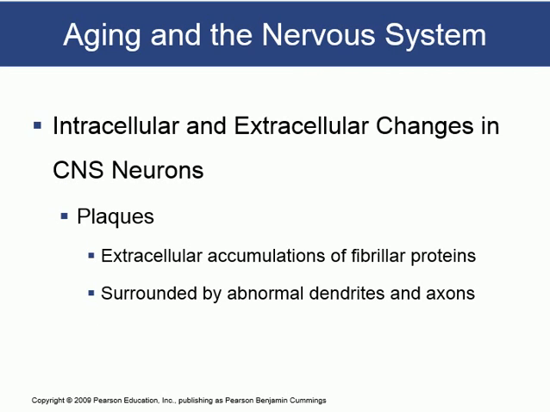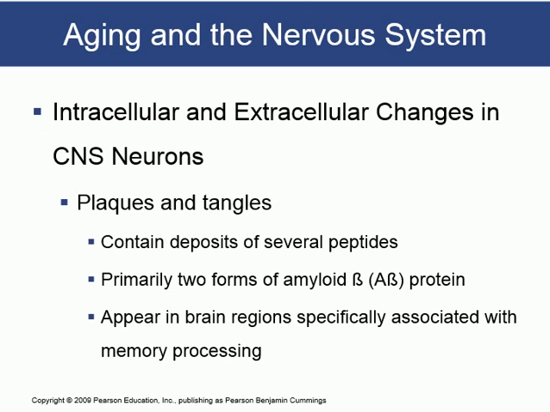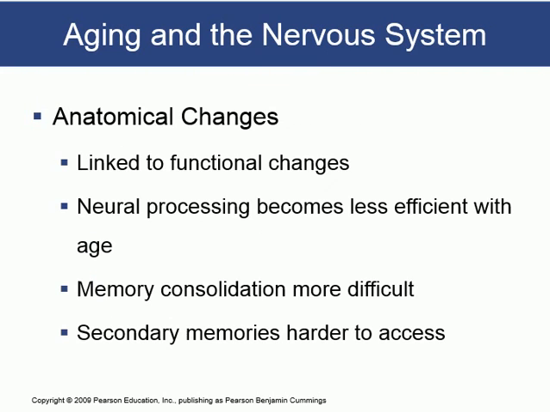Something else that's called plaques. This is a protein that deposits. So these are the anatomical changes that happen with the aging process. Plaques and tangles, amyloid protein, amyloid beta protein. If it starts to accumulate, the memory will be affected.